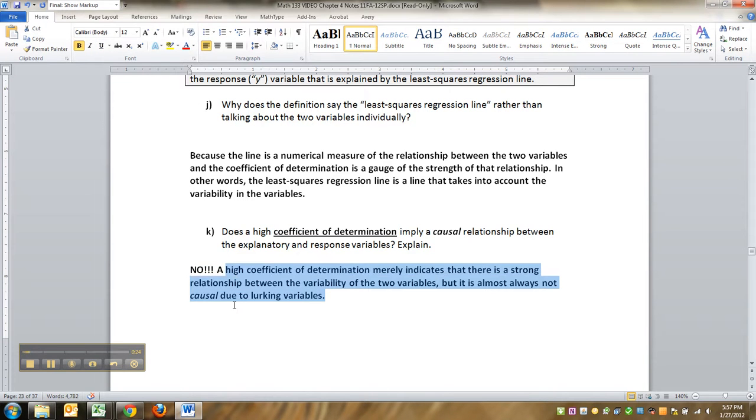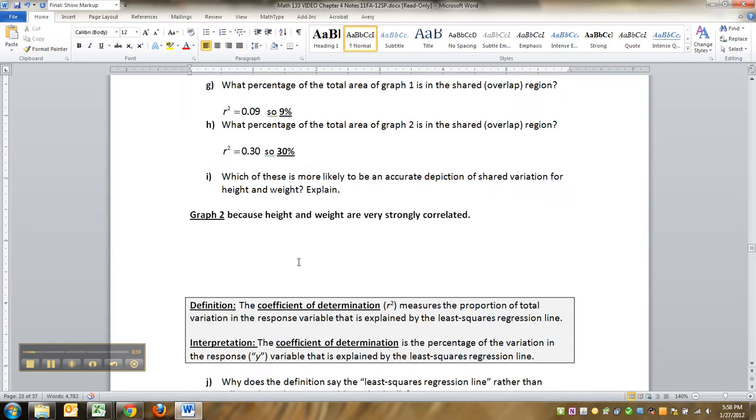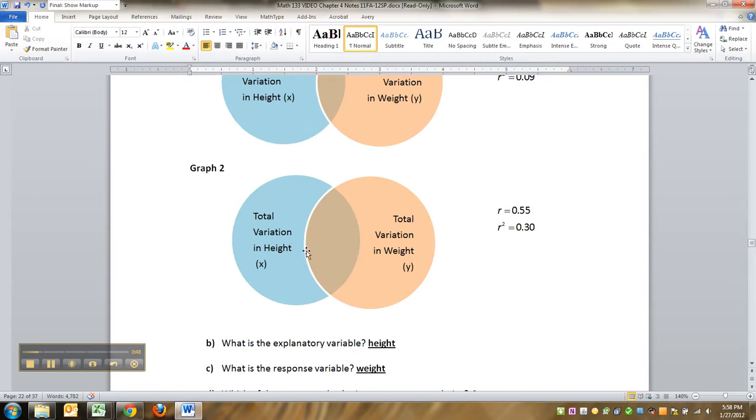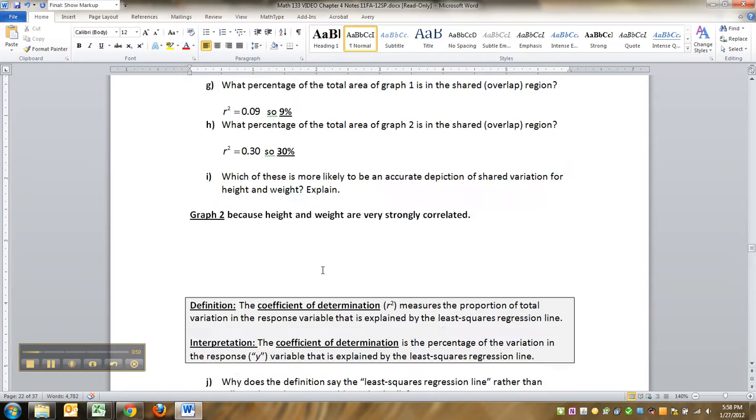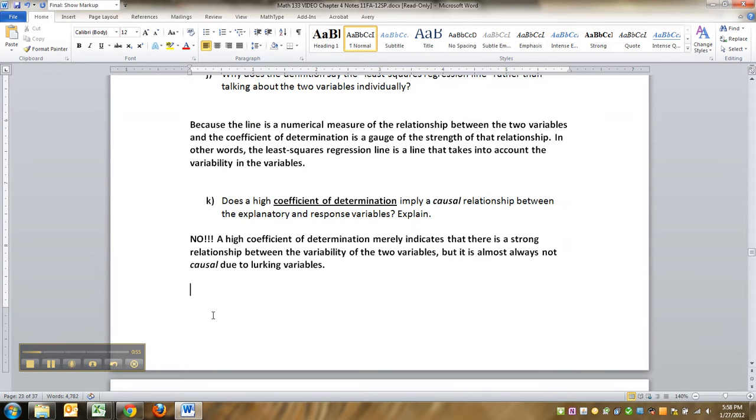A high coefficient of determination merely indicates that there is a strong relationship between the variability of the two variables, but it is almost always not causal due to lurking variables, right? There are other things going on that affect your weight. For example, even if you had a high R squared, first of all, it doesn't mean that the weight you've got is being caused by your height. It could be other factors going into it as well. And second of all, there are still other things that would have an effect on what's going on.